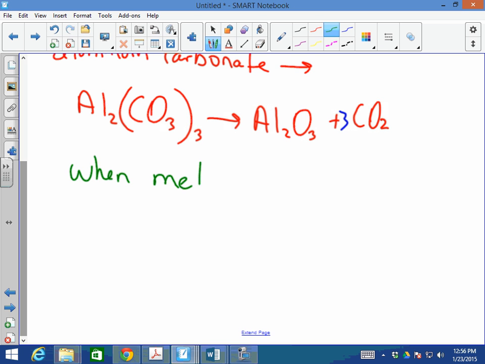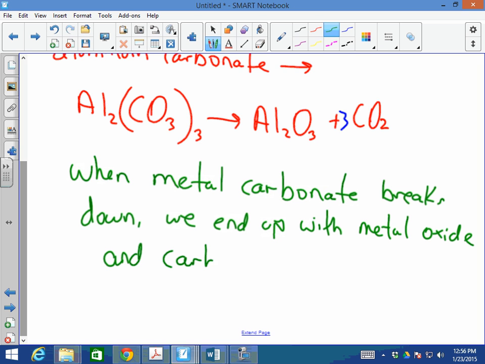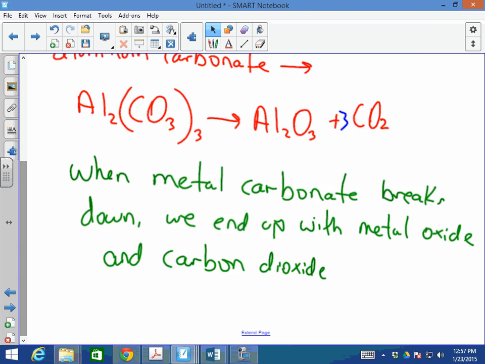What happens from this rule is that when a metal carbonate breaks down, we end up with metal oxide and carbon dioxide. Good. Let's continue.